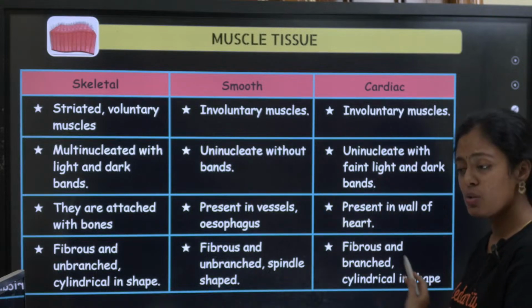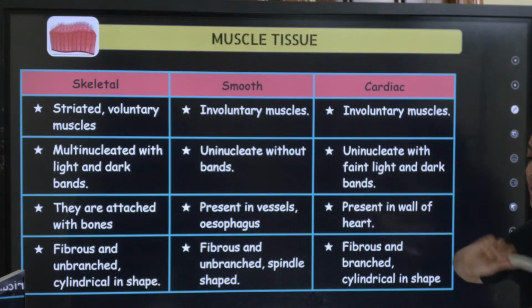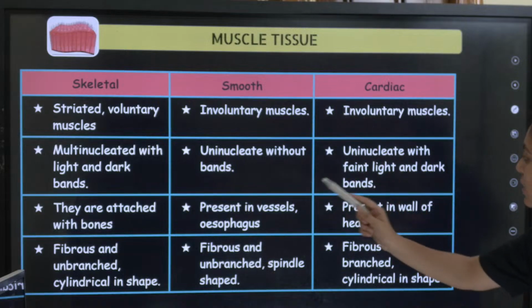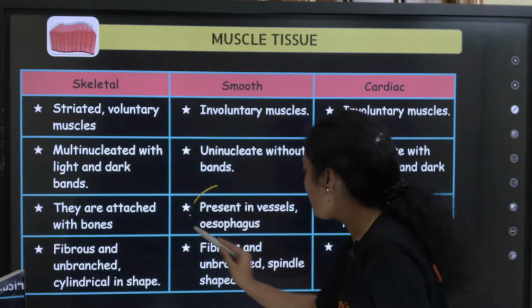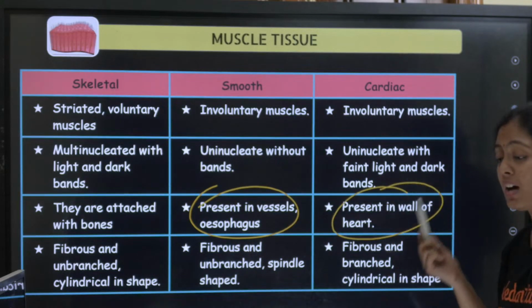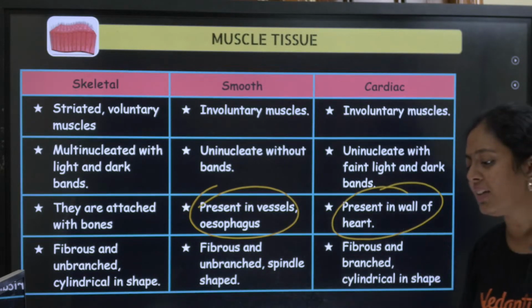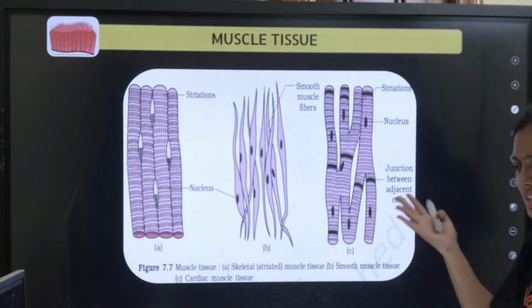So everything is clear now: striated, involuntary, voluntary; only skeletal is striated and multinucleated, while the others are uninucleate. They are attached to bones, present in vessels and in your internal organs, and they are present in the wall of the heart. Functions are very very important, children. Okay, now we will go to the last. This is your NCERT picture.